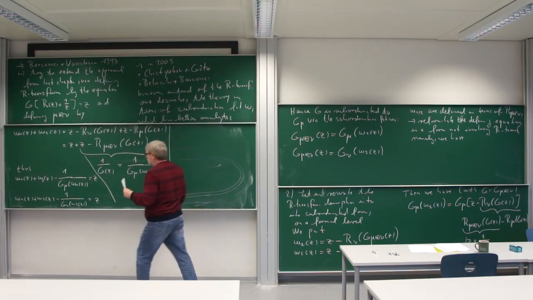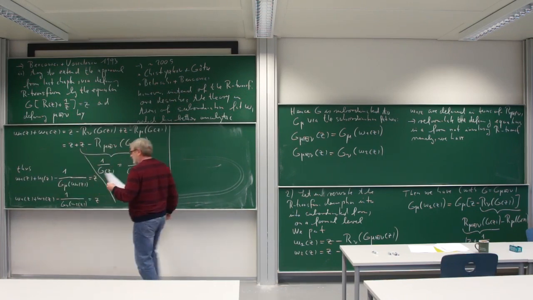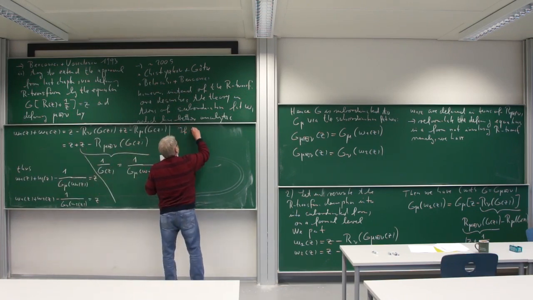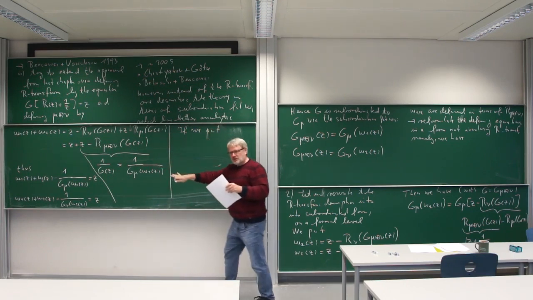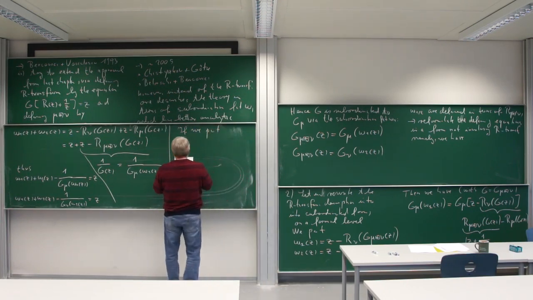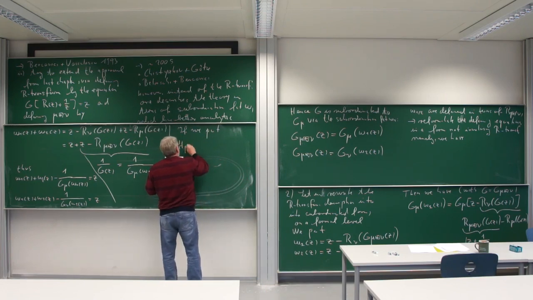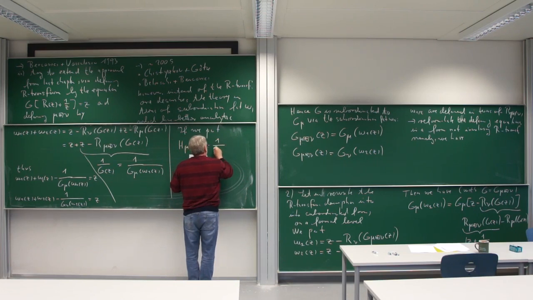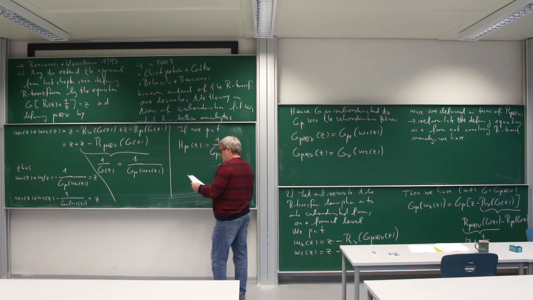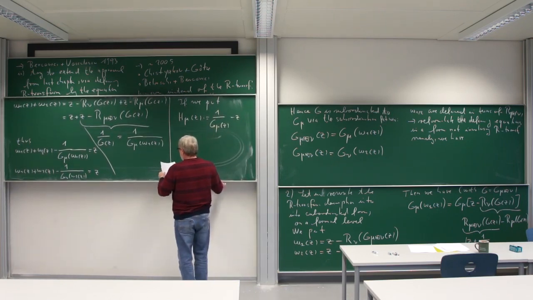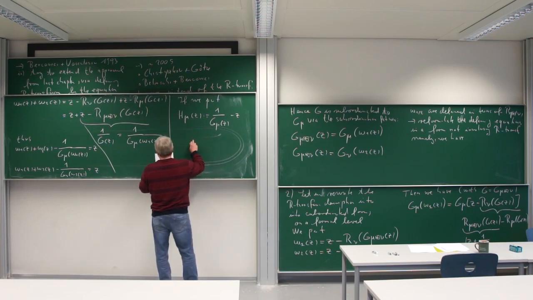So maybe instead of g, I use another quantity which I call h, which is just a variant of g, but the one which makes the equations nice. So I define h mu of z as 1 over the Cauchy transform minus z. Okay, now let us see what we get from this.